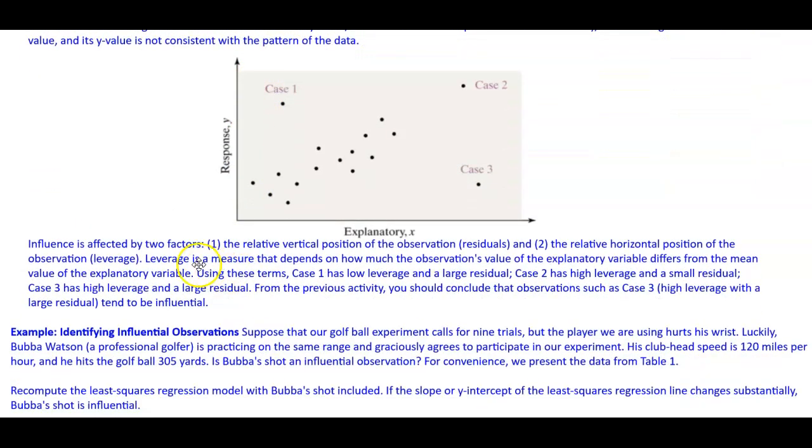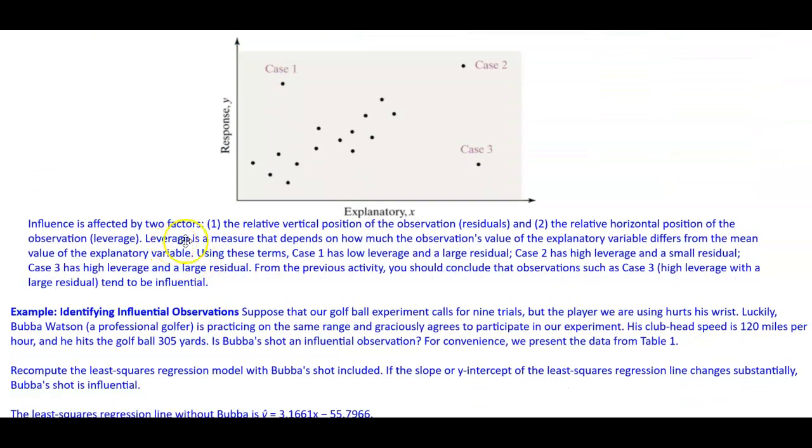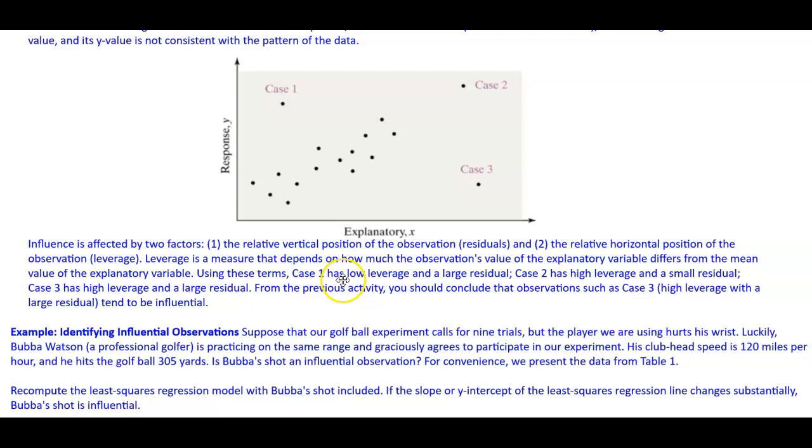So, influence is affected by two factors. One, the relative vertical position of the observation, residuals, and two, the relative horizontal position of the observation, leverage. Leverage is a measure that depends on how much the observation's value of the explanatory variable differs from the mean value of the explanatory variable. Using these terms, case 1 has low leverage and a large residual.